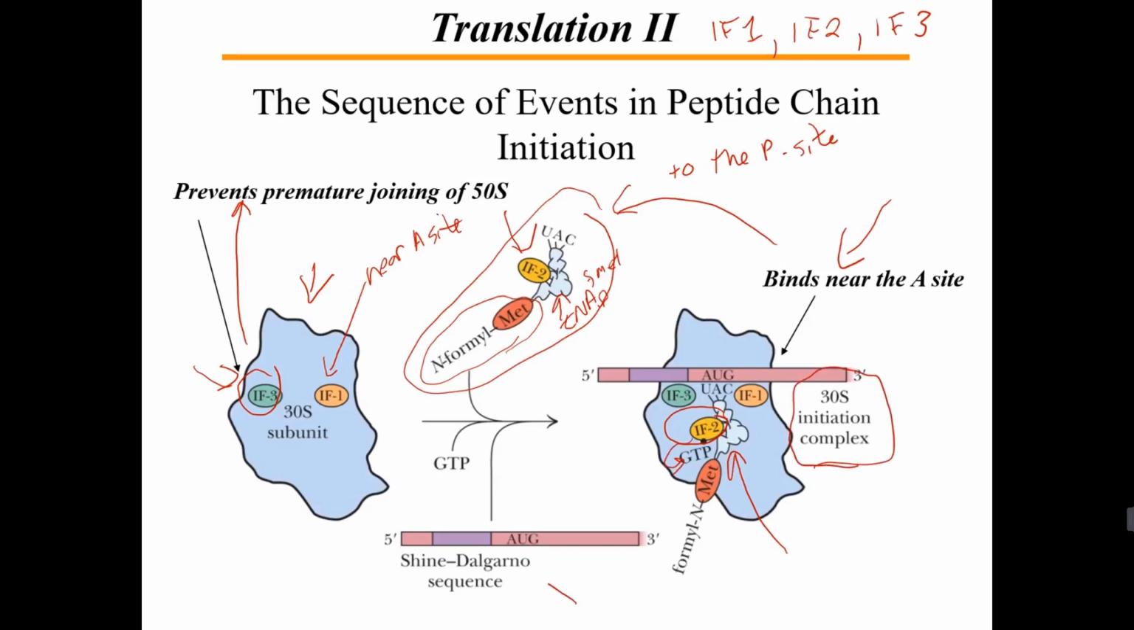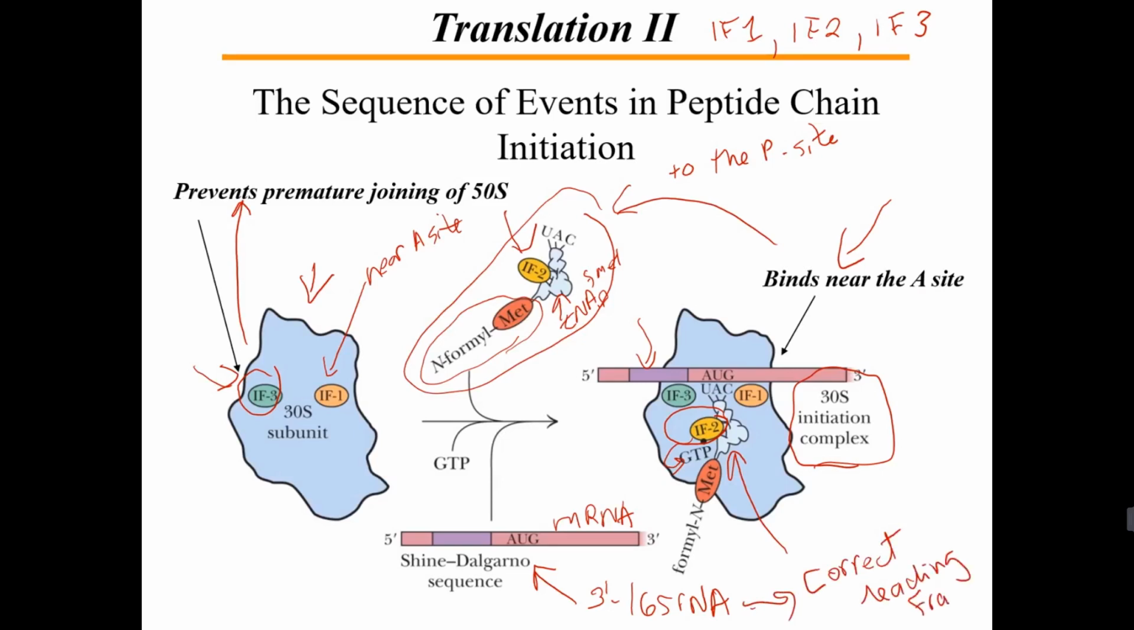And remember, we also have the critical base pairing between the 3' end of the 16S rRNA and the Shine-Dalgarno sequence, which is depicted here in the mRNA transcript. So this is our mRNA transcript. And that helps establish the correct reading frame.